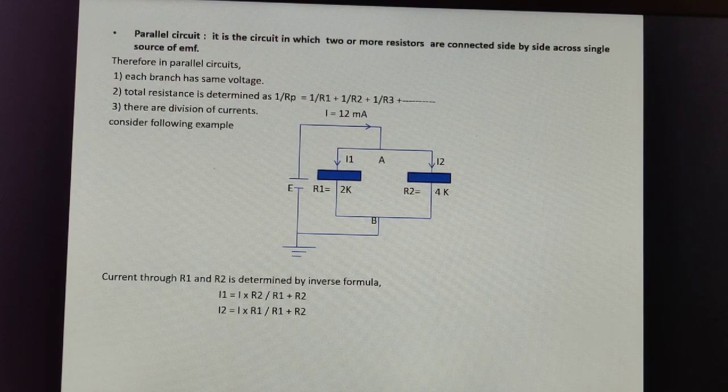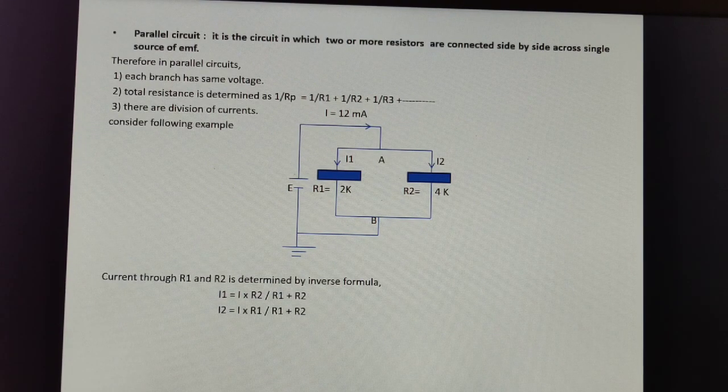Next we see parallel circuit. It is the circuit in which two or more resistors are connected side by side across single source of EMF. Therefore, in parallel circuit, each branch has same voltage. Total resistance is determined as 1 upon Rp equal to 1 upon R1 plus 1 upon R2 plus 1 upon R3 plus so on.